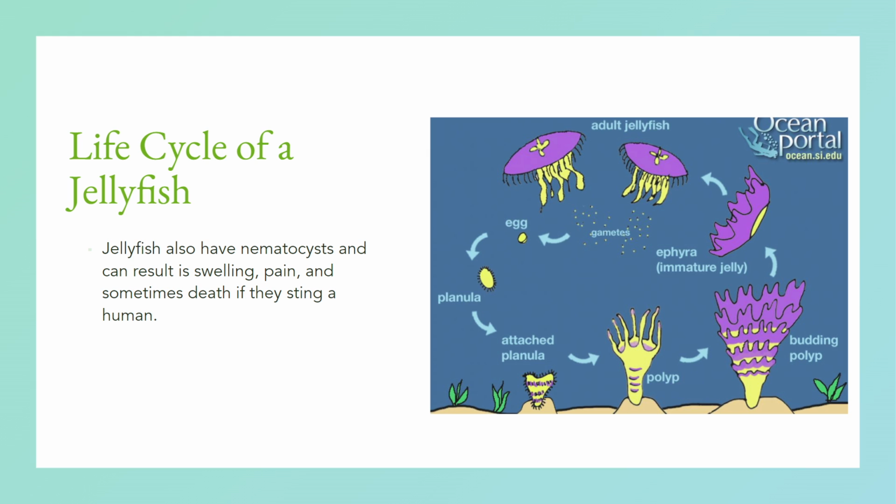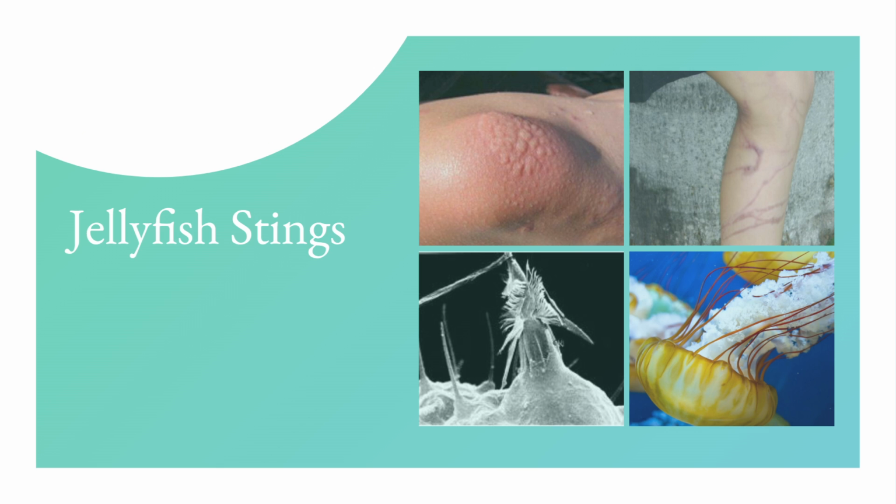Jellyfish do have tentacles. They do have nematocysts. Their nematocysts are going to, if they sting humans, cause swelling, pain, and sometimes death depending on the type of jellyfish you're stung by. Here are some examples of jellyfish stings. You can also see in the lower left how complicated and complex the nematocyst of a jellyfish is, as opposed to some of the simpler ones we saw with the sea anemones and the hydra. So again, depending on the type of jellyfish that stings you, it can be fatal.